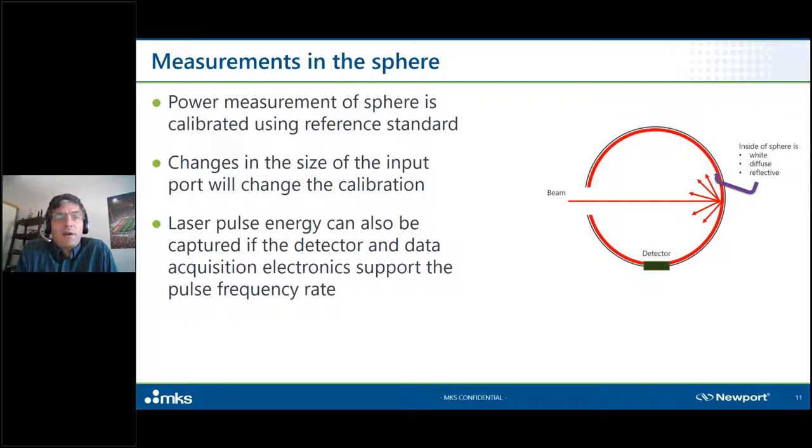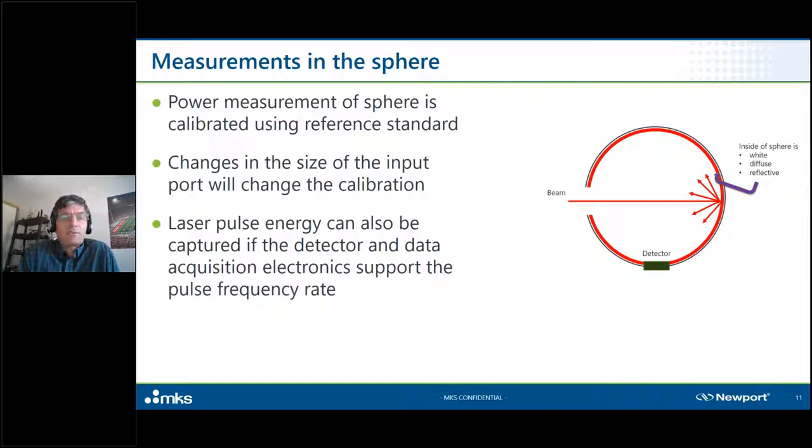One thing to keep in mind is changes in the size of the input beam will change the calibration. So that's something to consider. If you enlarge the input port, you'll need to then recalibrate the integrating sphere.